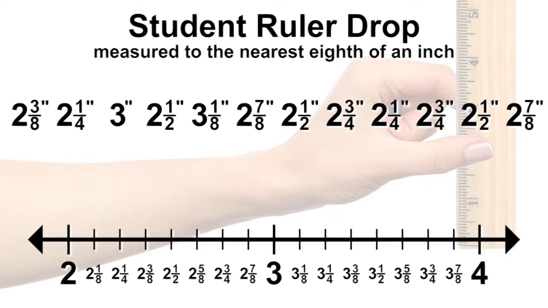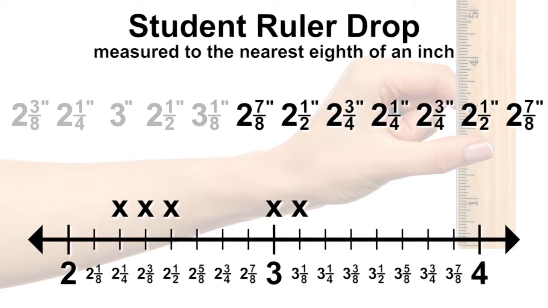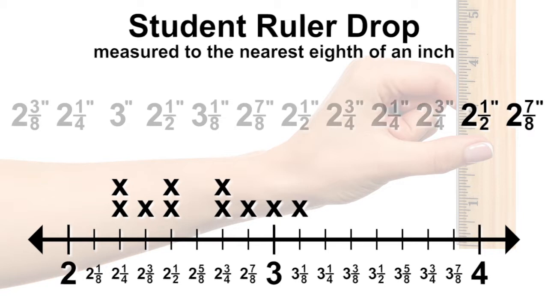Let's begin with the first given value of 2 3/8 inches and place an X on the corresponding location of our line plot. We will follow the same process for the remaining data: 2 1/4 inches, 3 inches, 2.5 inches, 3 1/8 inches, 2 7/8 inches, 2.5 inches, 2 3/4 inches, 2 1/4 inches, 2 3/4 inches, 2.5 inches, 2 7/8 inches.